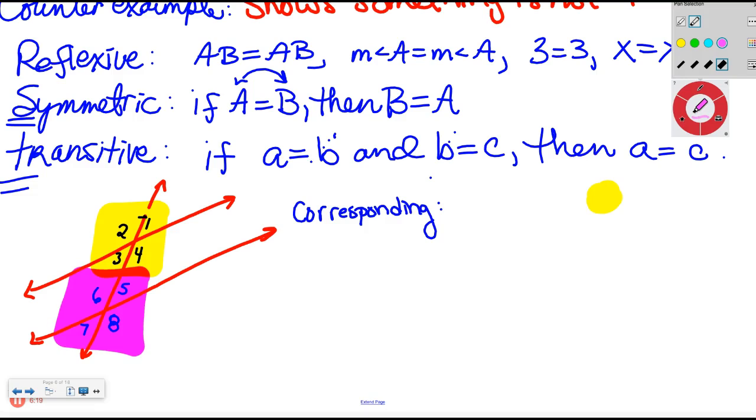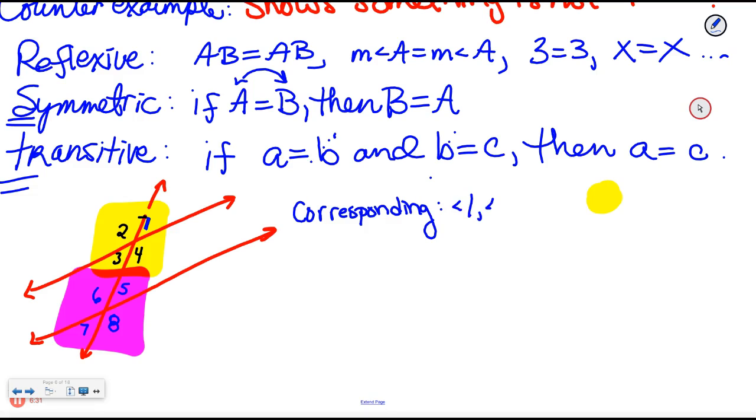corresponding angles are in the same spot, like top left, top right, yellow to purple. So corresponding angles in my picture would be that angle 1 corresponds to the top right on the bottom, which would be angle 1 and angle 5. They're both in the top right. Also corresponding would be, say, angle 3 and angle 7, because they're both in the bottom left. So it's top to bottom, they're in the same spot. So you might want to write same spot.